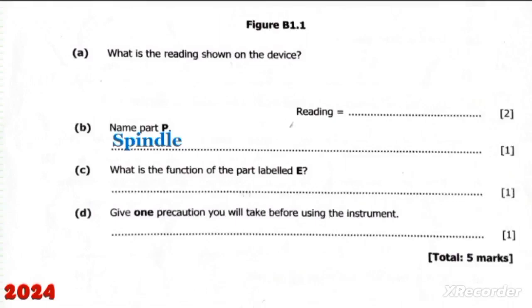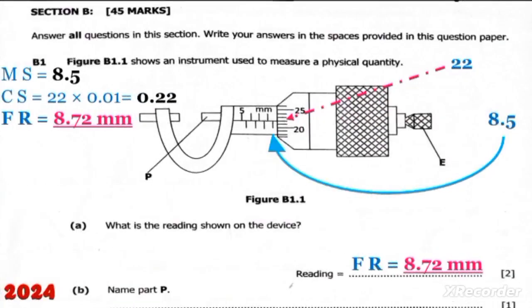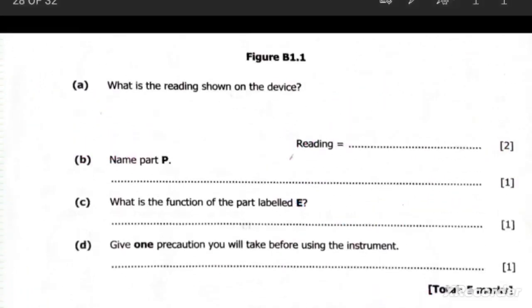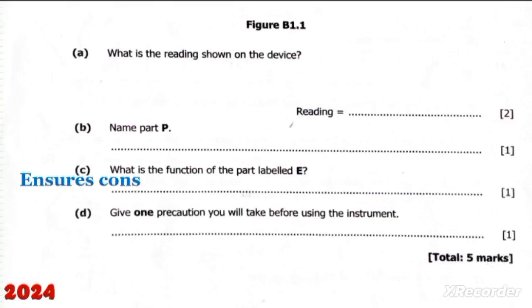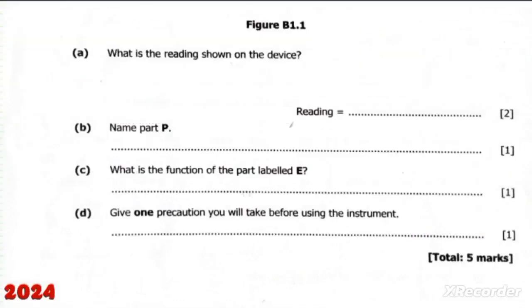The next question is question C. What is the main function of the part labeled E? So let us identify the part labeled E. This is the part labeled E. Okay, this one is a ratchet. So what is the function of the ratchet? The function of the ratchet is to ensure consistent pressure for accurate measurements.